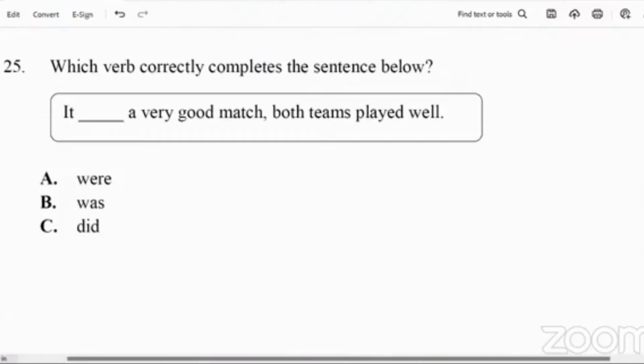Question 25. Which verb correctly completes the sentence below? "It, blank, a very good match." Both teams played well. It were a good match. It was a good match. It did a very good match. The answer is B, was. It's one match, so it couldn't be were. And it's not correct to say did. The only correct response there is was.